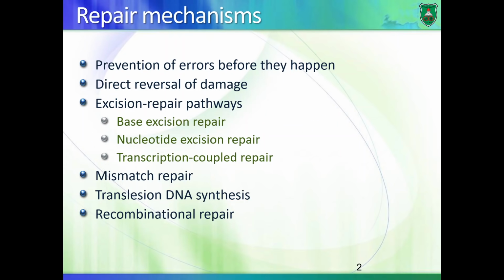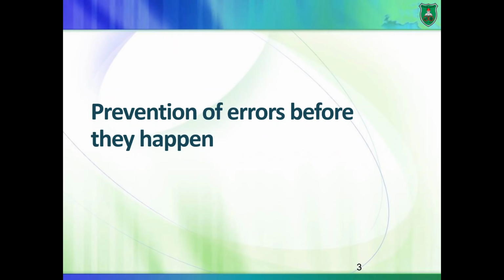Well, okay, so there are different mechanisms. One is prevention of errors before they happen. Then you have direct reversal of damage. You have excision repair pathways. There are different pathways or different mechanisms. You have base excision, you have nucleotide excision repair, and you have transcription-coupled repair. Then you have another mechanism known as mismatch repair. You have translesion DNA synthesis and recombinational repair. So we'll take them one by one. So let's start with prevention of errors before they happen.